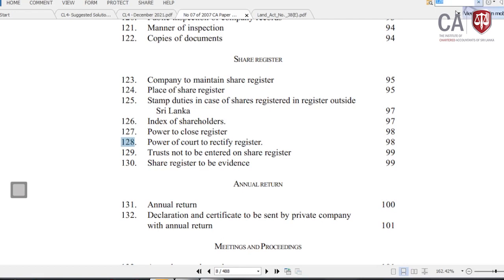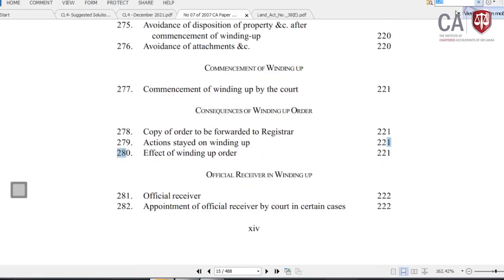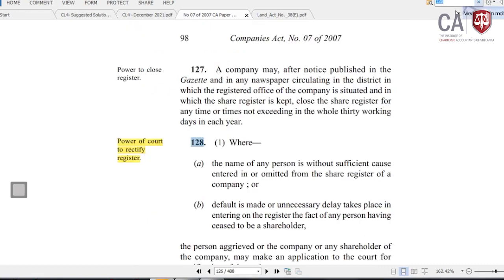So, let us look at the relevant provisions. Where the name of any person is without sufficient cause entered in or omitted from the share register of a company, that is what has happened. His name, without sufficient reason, has not been entered, or default is made, or unnecessary delay takes place in entering on the register the fact of any person having ceased to be a shareholder. The first is when you want to become a shareholder. The second is when you cease to be a shareholder.